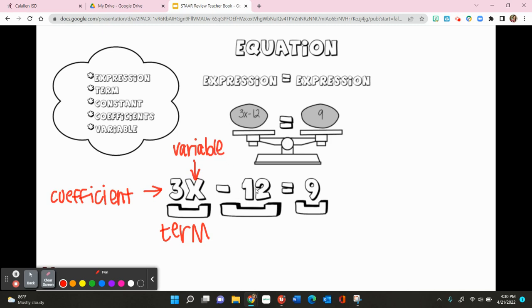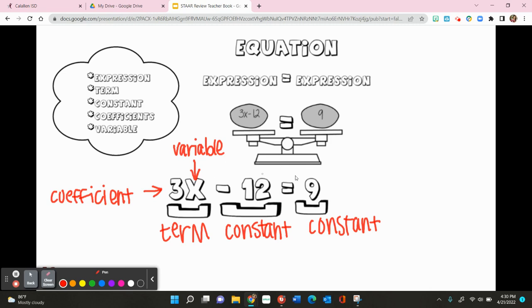Now, the rest of any additional numbers in your expressions and equations are known as your constants. So these are just numbers without any variables. So here, negative 12 would be a constant, and 9 would also be a constant. So again, a term consists of a coefficient and a variable. A constant is just a plain number without any variables.